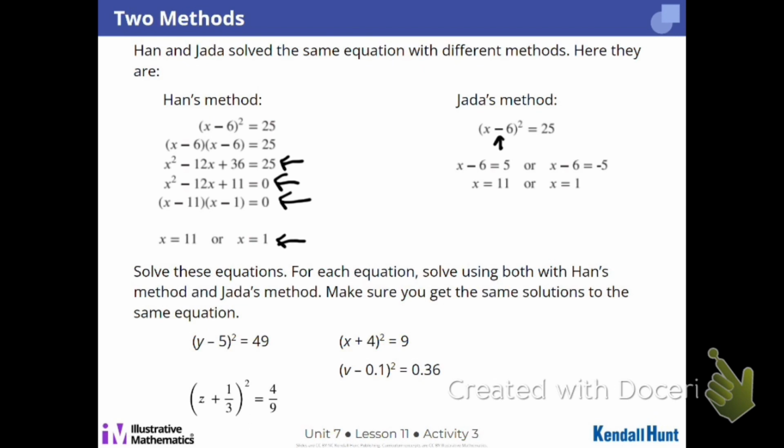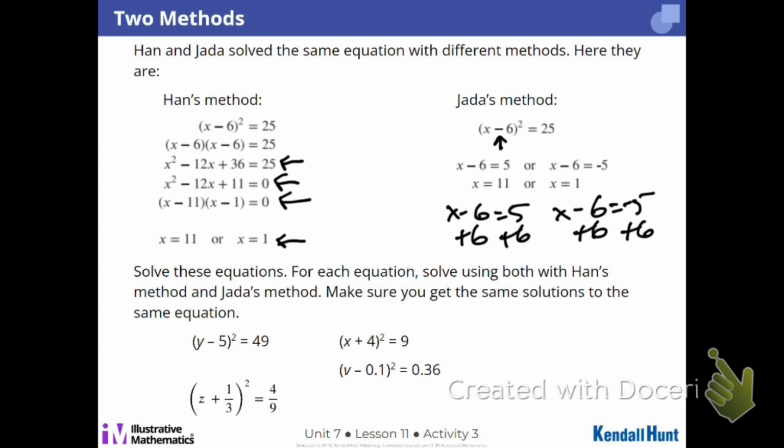I see whatever is in here needs to equal 5 or negative 5 to be true. Is everybody seeing that? Because what's 5 squared? 25. What's negative 5 squared? No, negative 5 squared is positive 25. So that means that x minus 6 can equal both 5 and negative 5. Which means 11 and 1 are the numbers that satisfy that. If you're not just seeing that, don't be afraid to solve your equation like this.